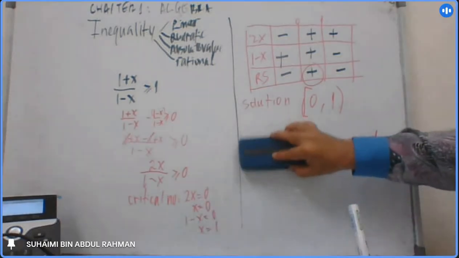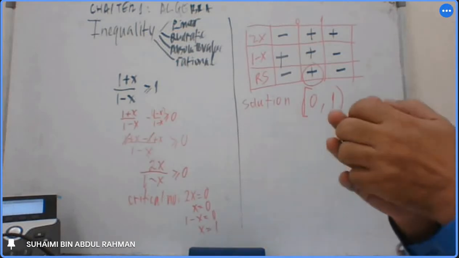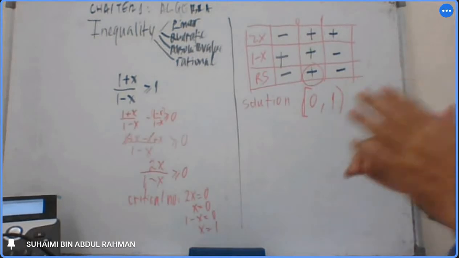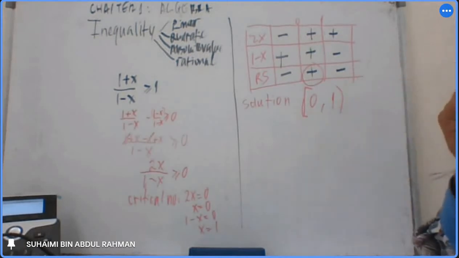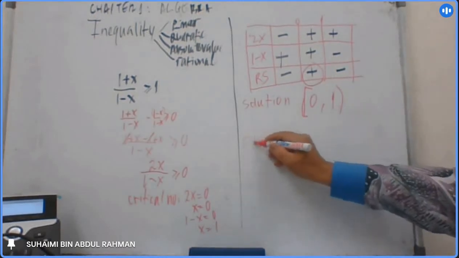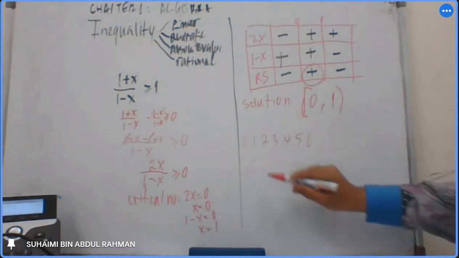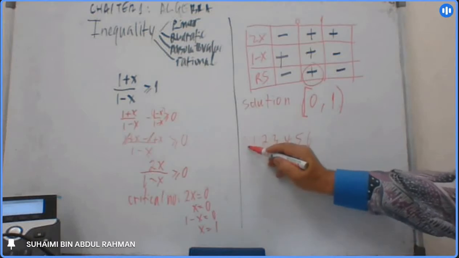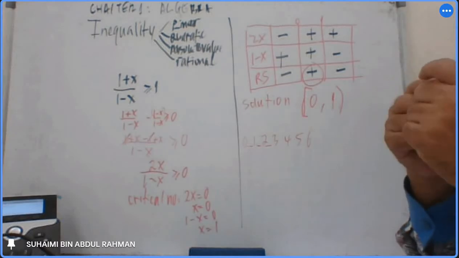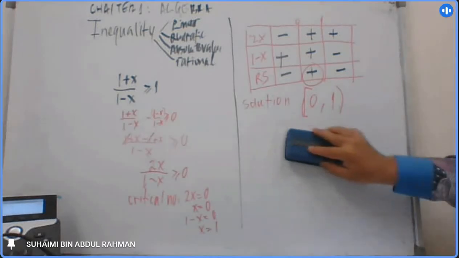We have to change our minds to think that we have lots of numbers. When we talk about 0, 1, 2, 3, 4, 5, 6, in between these we have lots of numbers, when we talk about real numbers.